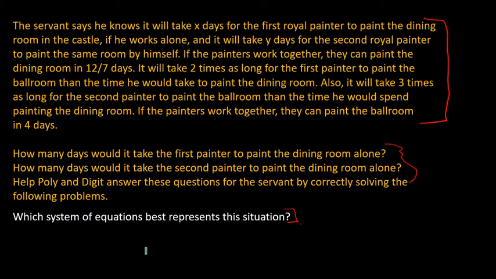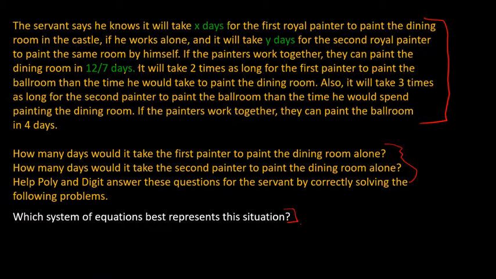A servant says he knows it will take x days for the first royal painter to paint the dining room if he works alone. So it's going to take x days. And it will take y days for the second painter to paint the same room by himself. If the painters work together, they can paint the dining room in 12/7 days. That was all about the dining room.